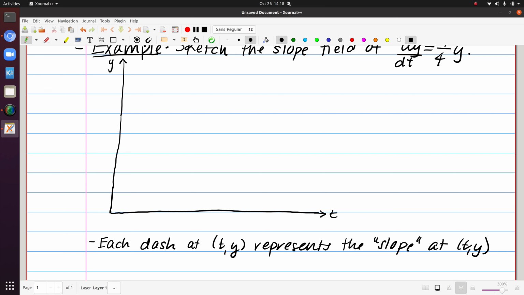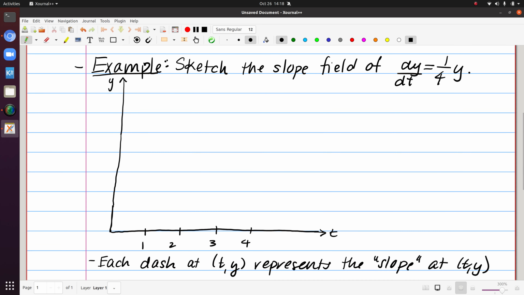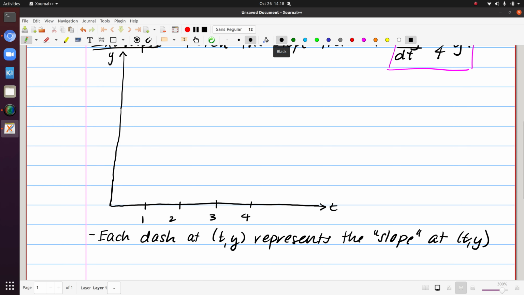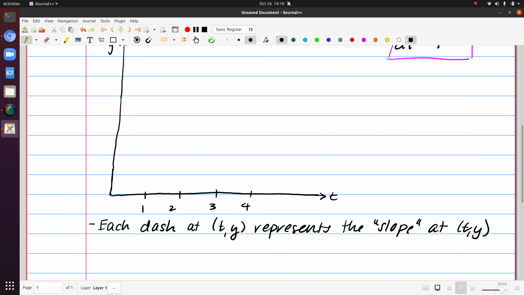So to think about that here, let's consider some different possibilities. First of all, if we focus on the horizontal axis, that's when y is equal to 0. If I come back to my equation here, when y is 0, then dy dt is 0. So my slope is 0. What we want to think about is, how would I sketch a line segment that had slope 0? Well, I would draw it perfectly horizontal. So to represent the slope at each of these values, I'm going to draw a horizontal line.